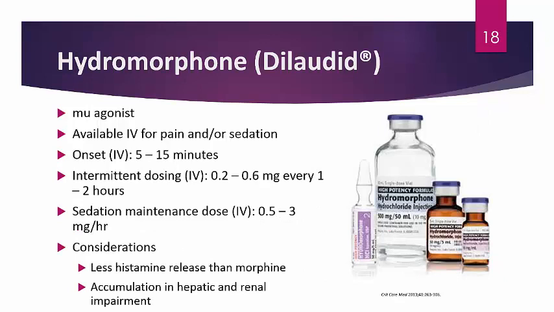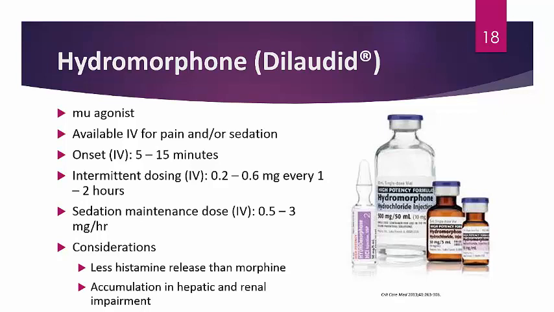Hydromorphone differs a little bit from morphine. It is also used for IV for pain and sedation, and does have its respective PO forms as well. Onset is relatively short as well, 5 to 15 minutes. Intermittent dosing is anywhere from 0.2 to 0.6 milligrams every 1 to 2 hours. And if you're running a continuous infusion of this medication, the IV form ranges between 0.5 and 3 milligrams per hour.